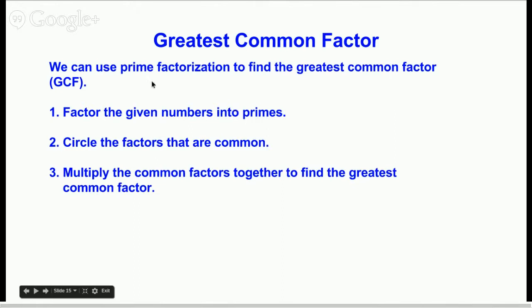We're going to use prime factorization to find the GCF, the greatest common factor. All right. First, you need to factor the numbers, or divide them into smaller numbers. Okay? And then circle the factors that are common, and then all the common factors get multiplied together. And this will help us find the GCF.